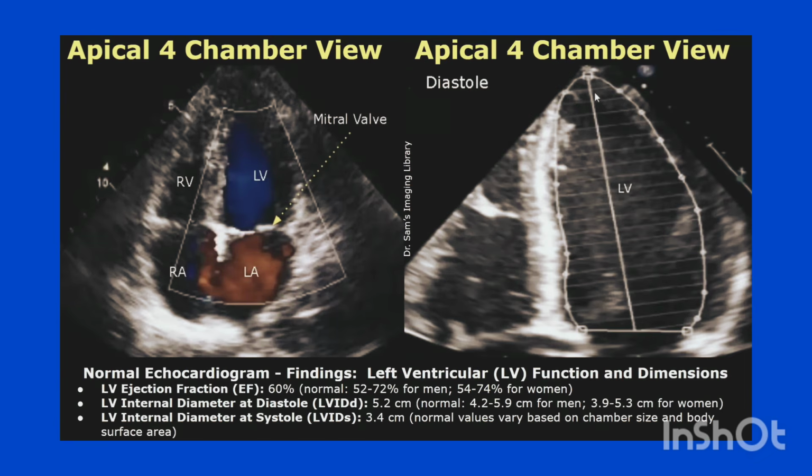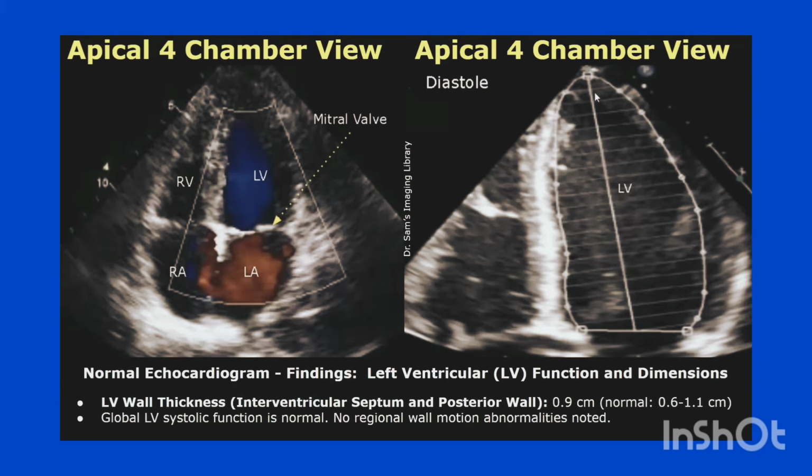After that, we have the left ventricle internal diameter at diastole, that is 5.2 centimeters. It is within normal range. The third parameter is left ventricle internal diameter at systole, that is 3.4 centimeters.